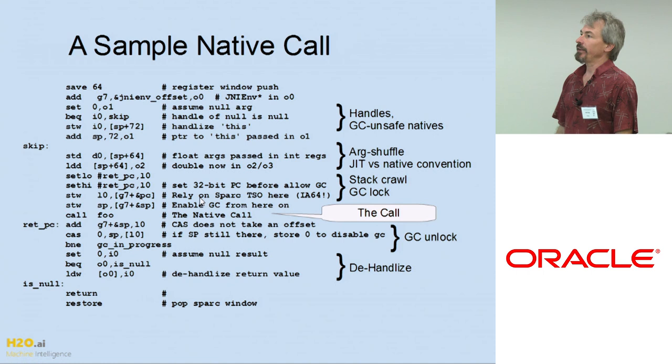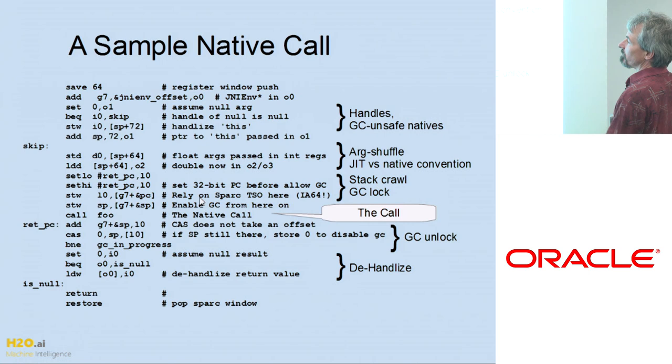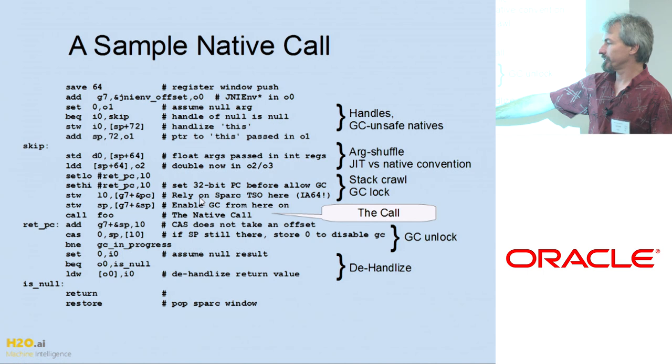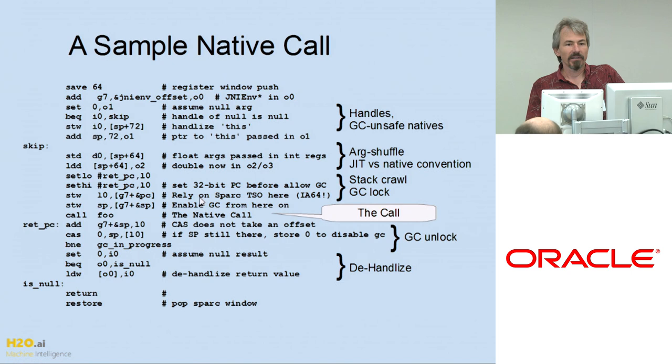So then a native call looks something like this. Make a stack frame, JNI env, handleize some arguments, shuffle the rest of the arguments around because the floats and the doubles are in the wrong place, put your PC and stack pointer down so you can get a stack crawl, make your native call, grab the GC lock again, unhandleize the results, clean your stack up, return. It's like 40, 50 instructions. And all that complexity is there because you're being defensive against what the hell native code is going to do. You have no idea.